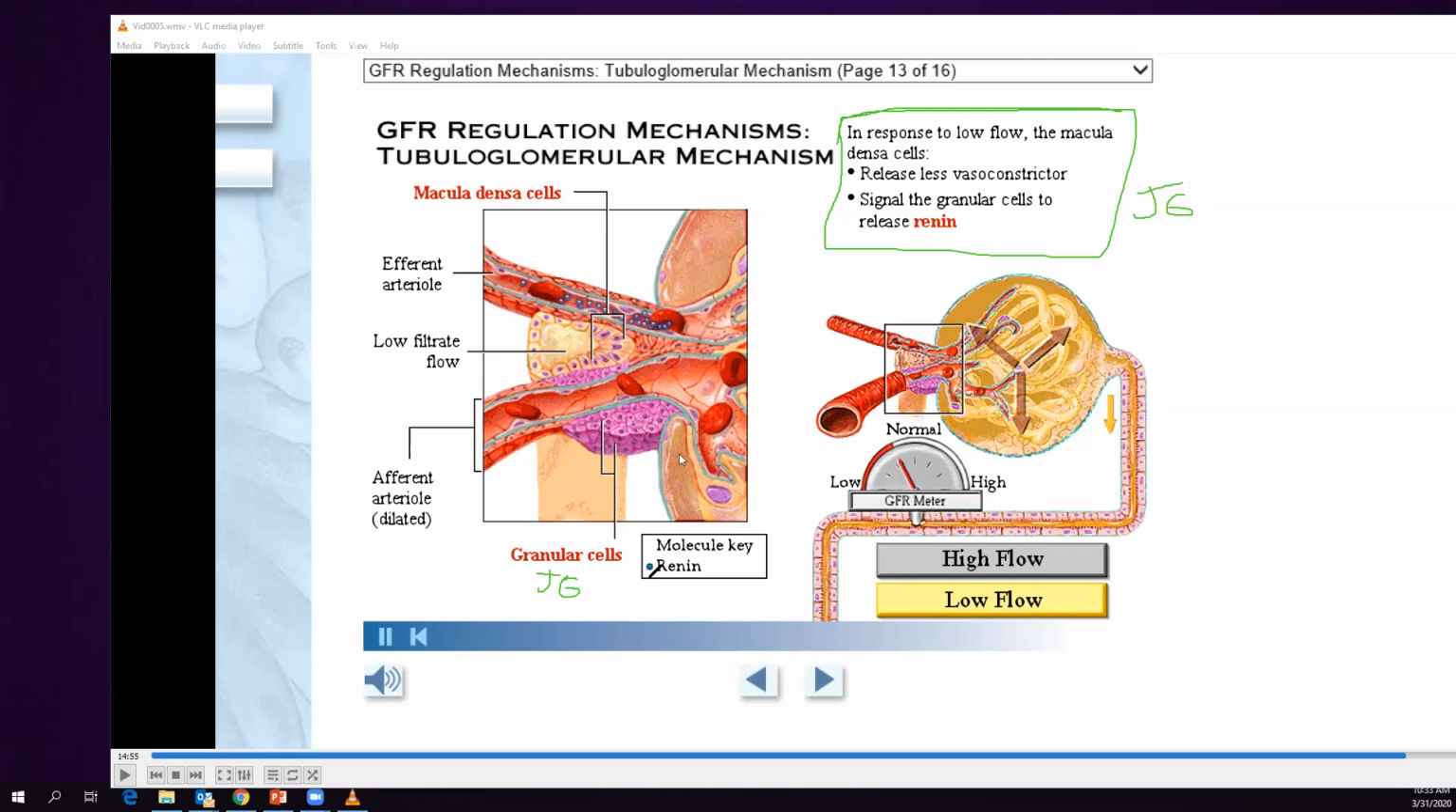All right, so we've got what happens with high. We're going to make the vasoconstrictor chemical. We're going to vasoconstrict the afferent arteriole. Under low flow, we'll make less vasoconstrictor chemical, but then the JG cells, and this is really important, we'll talk about renin later, not today, don't worry, will release renin. All right, now the last part of this page is on sympathetic stimulation.